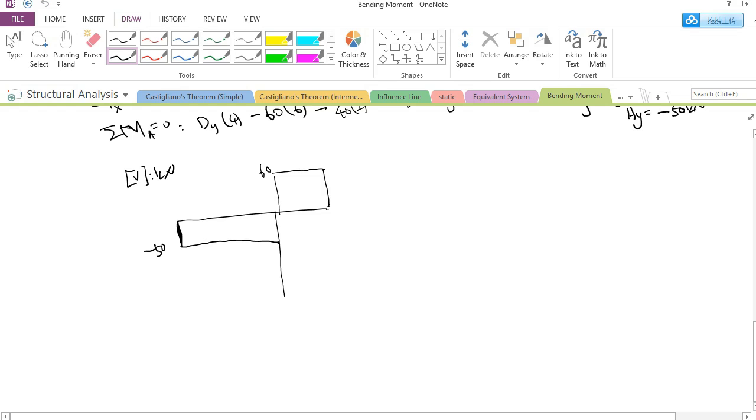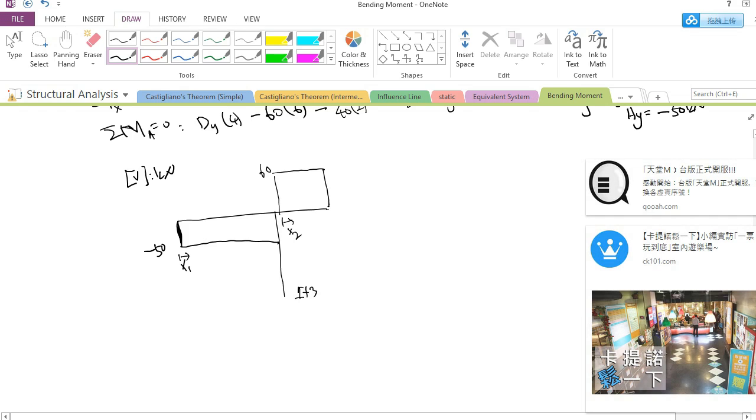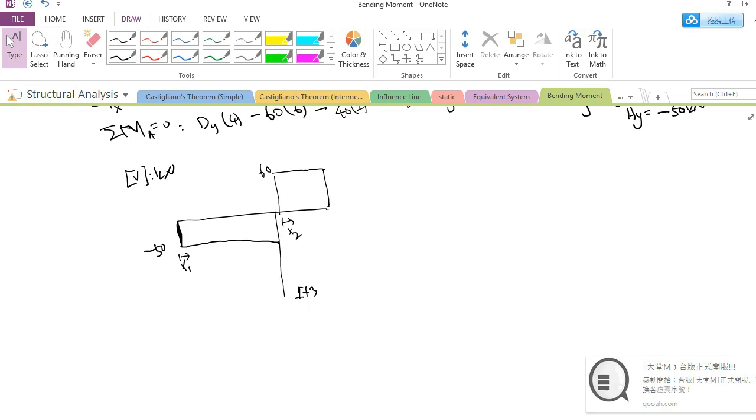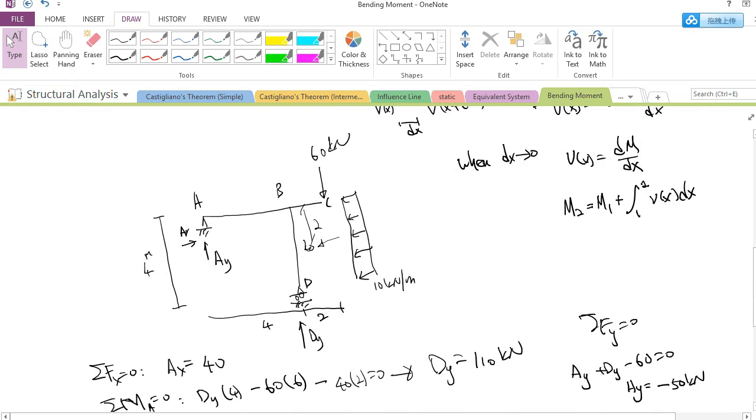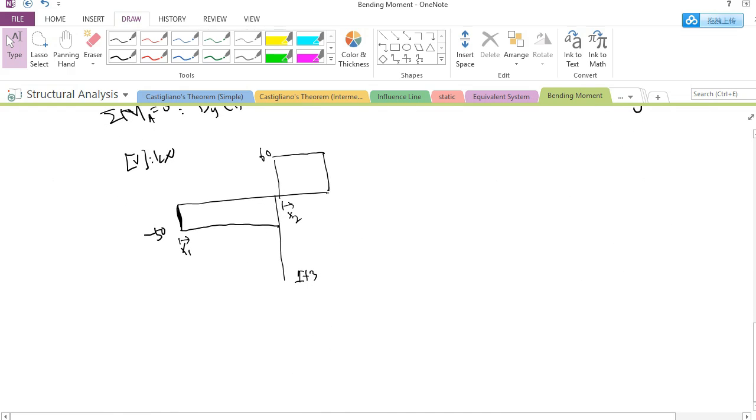Let's call this x1, and then this is x2. And let's call this x3. And then this is 10. So we know that the shear force at this point is 0, and so the force is something like this with the slope of 10. So this is the 40, right?